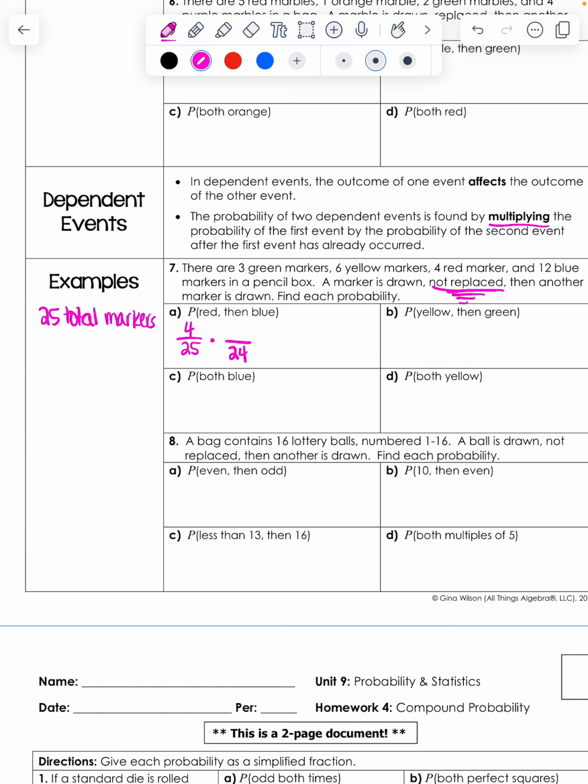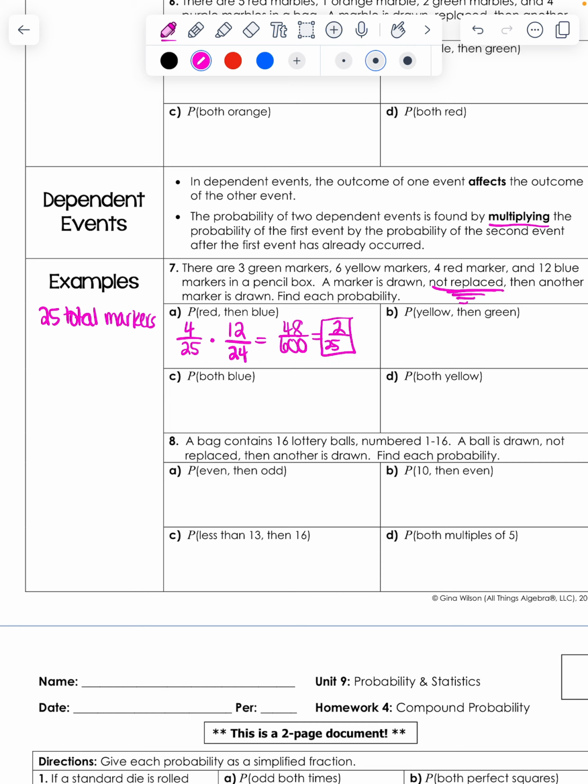But the probability of it being red the first time is 4 out of 25 because there are 4 markers in there that are red. And then for blue, we've got 12 that are blue, and that second time you put your hand in there, there would only be 24 left over. So then you would multiply this, and again, you'll expect to see some weird answers here. 48 over 600 simplifies to 2 over 25 as the final answer.